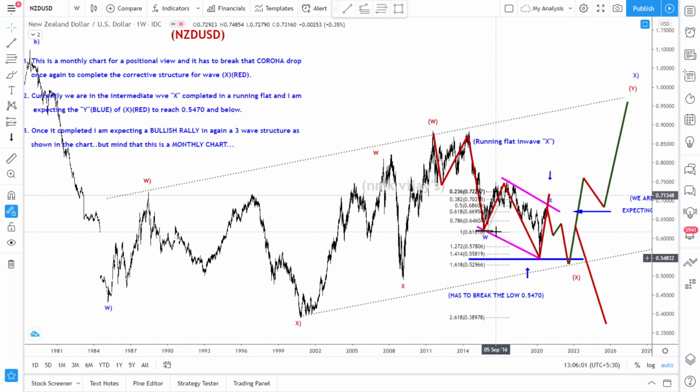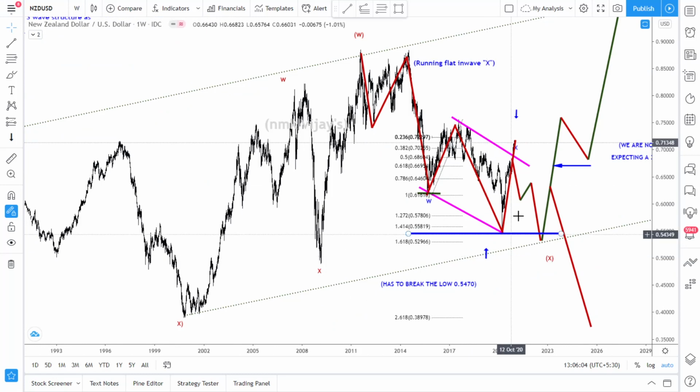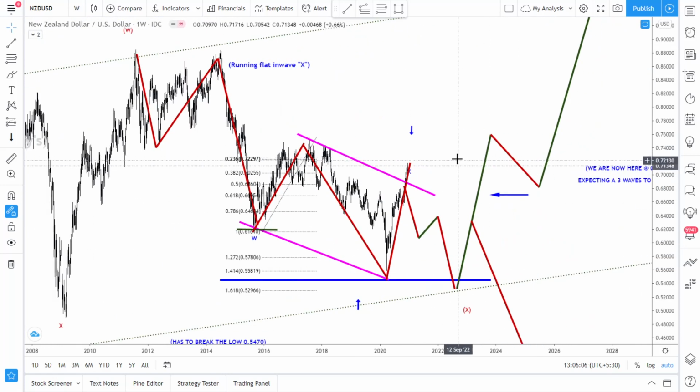So let's see what is going to happen. Here there is a little chance for making one more high or not, but my bias is it is going to drop again in the three-way structure, at least to break this low.